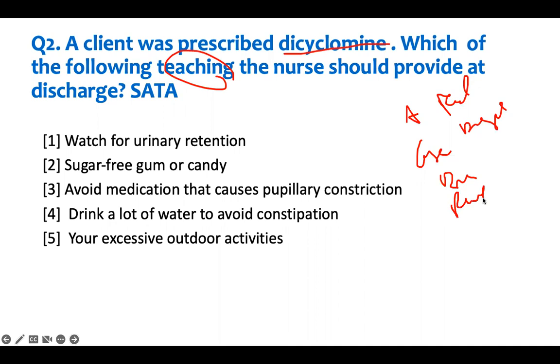The dicyclomine and then teaching. Then you ask yourself, what is dicyclomine? Well, it's an anticholinergic. And what does anticholinergic do? They can cause constipation, pupillary dilation, dry mouth. Okay, all of them. Those are the symptoms of that.